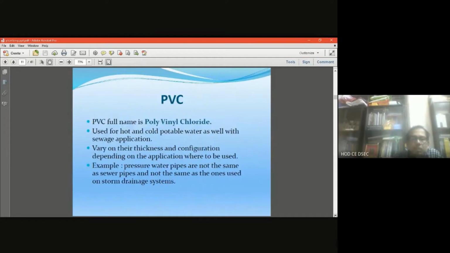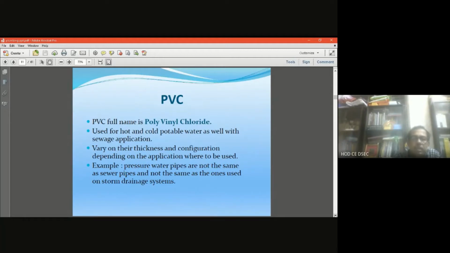Now, a very important and popular material nowadays is PVC. What is the name of PVC? PVC is polyvinyl chloride. This is widely applicable nowadays. Now, CPVC, chlorinated PVC, is used for drinking water pipelines, and UPVC for soil pipelines external to the building, with resistance to ultraviolet sunlight. So PVC is used for hot and cold potable water as well as sewage applications.